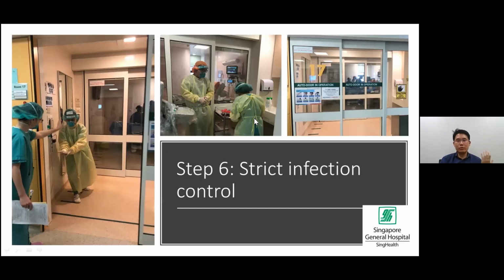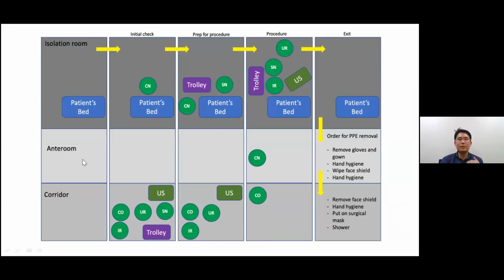Step 6, strict infection control. This is part of the isolation room. I think Dr. Sandeep will expound on this later. This is the corridor, the empty room, and the isolation room procedures. And again, we have different steps for different people in different rooms. So you then map out how the staff is supposed to move before, during, and after procedure.